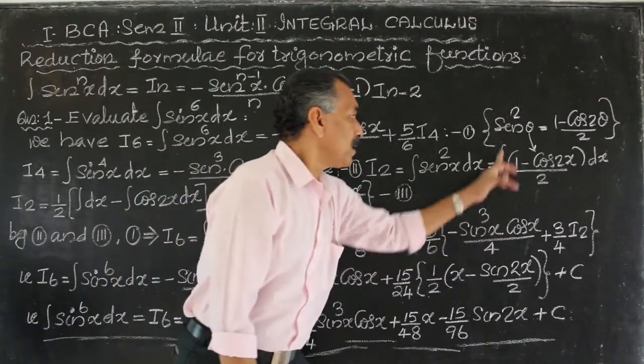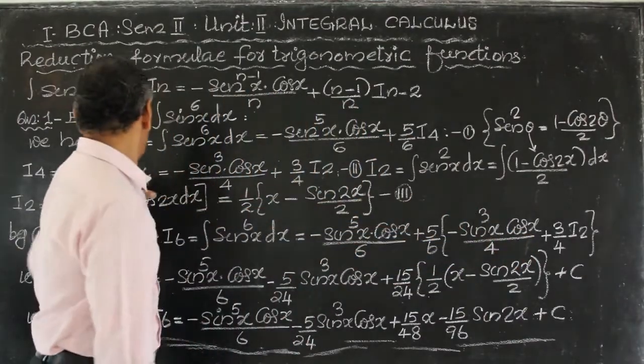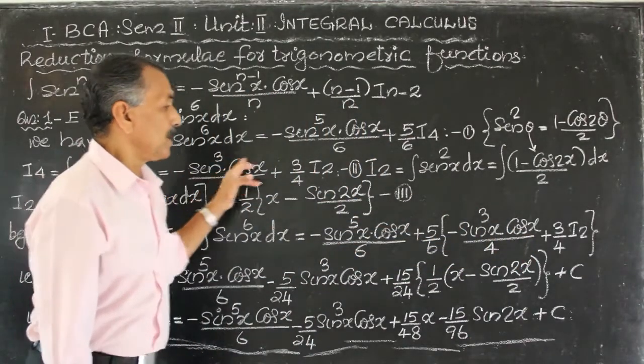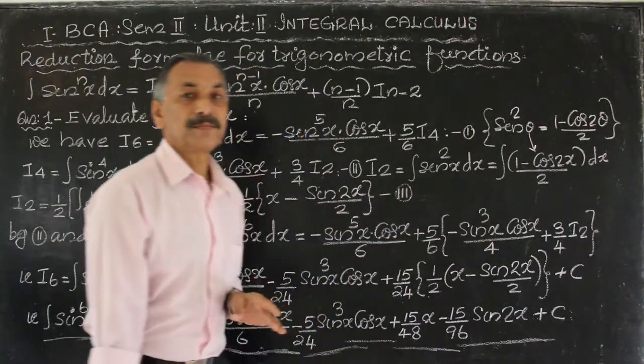I4 is equal to this value. I4 is equal to minus sin 2x into cos x by 4 plus 3 by 4 into I2.